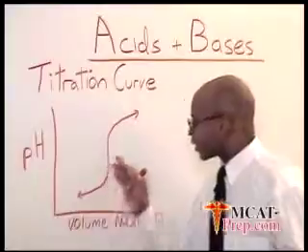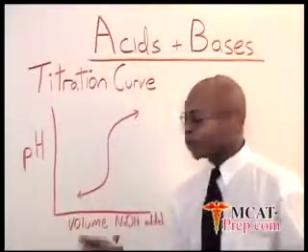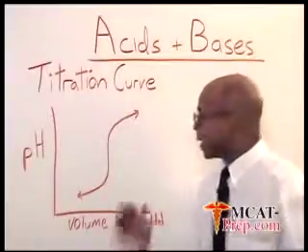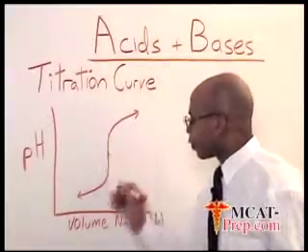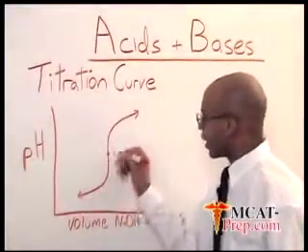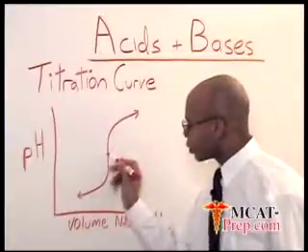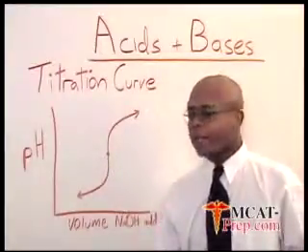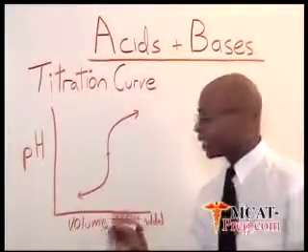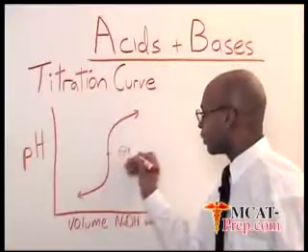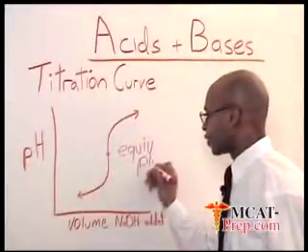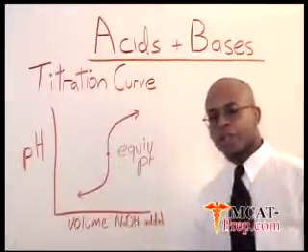Now, there is this part in the curve, and this type of curve is called a sigmoidal curve, where the curve sort of changes directions. The curve is curved this way here, and then it's curved this way here. It changes directions here. In mathematics, that's called the point of inflection. But for chemistry, this is called the equivalence point.